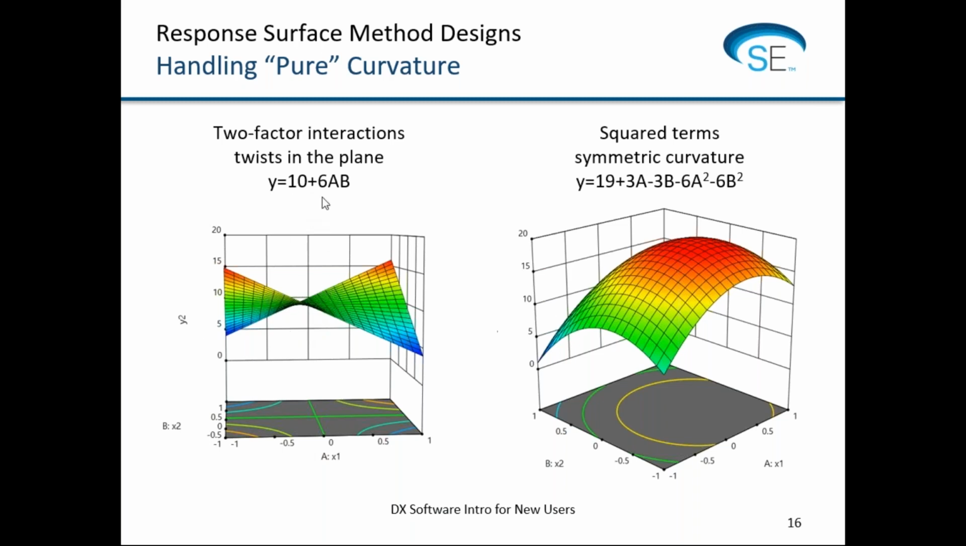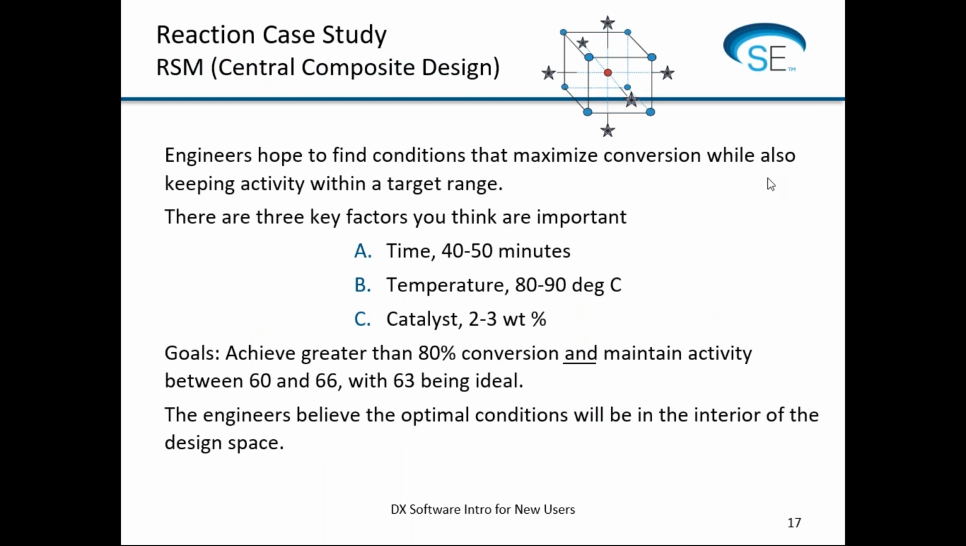So we have main effects and we have 2-factor interactions here. If we think that in the interior of our design space there will be curvature to our response, another way to say that is we think the optimal conditions might reside somewhere in the interior of the design space, we may need to go up to a more sophisticated design than simply a factorial design. We might need to include some square terms or even higher order than that in order to fit the response surface. So that's where our response surface tools come into play.